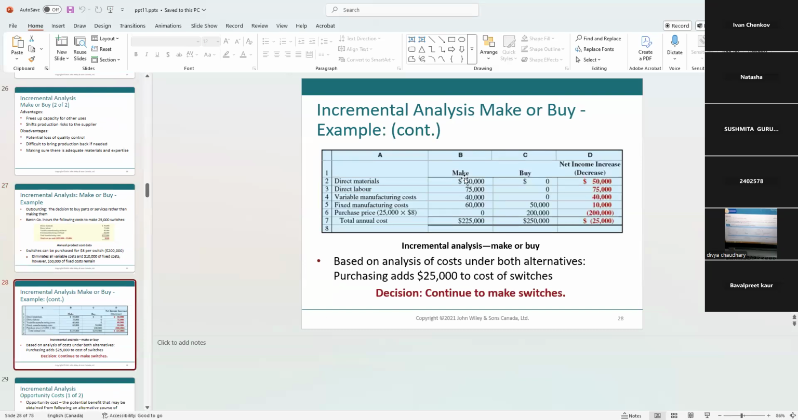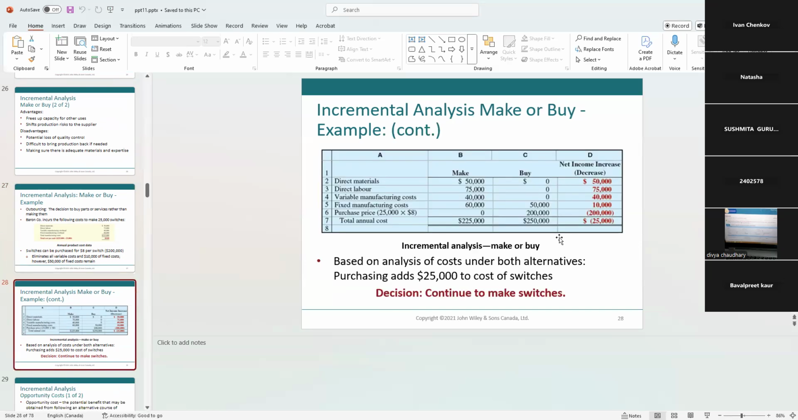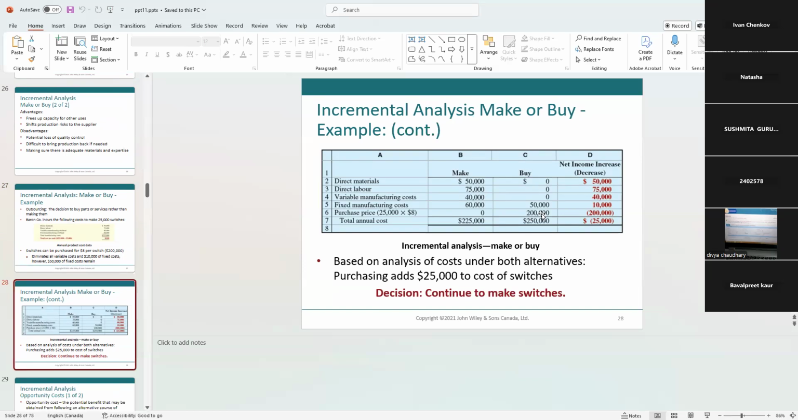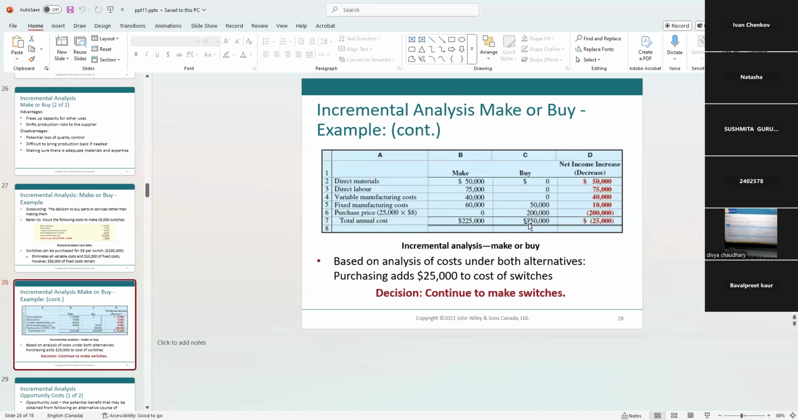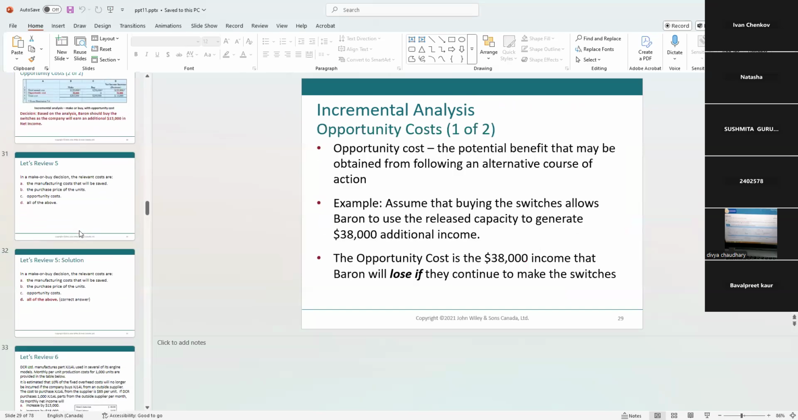So what you have to do is calculate how much it takes you to make it. To buy it, you have the cost. You have to pay $8 per switch, or 200,000 in total. So you have 200,000 total plus the fixed cost that I cannot save, that is going to stay with me. It's going to give me 250,000. Based on that, keep making it, because you're saving $25,000. That's what is expected from you.